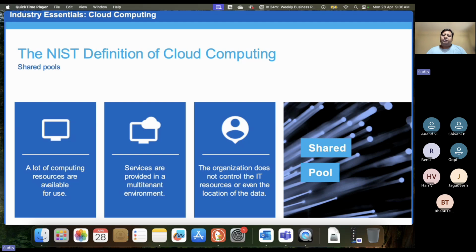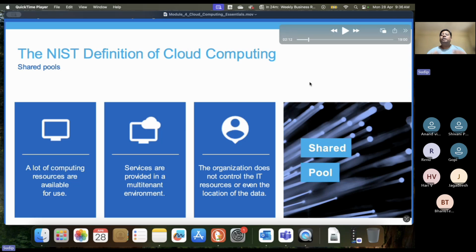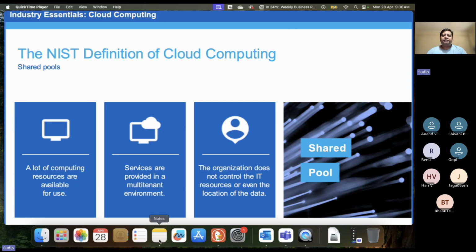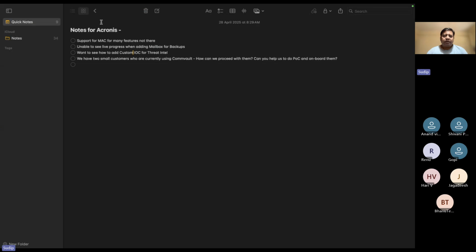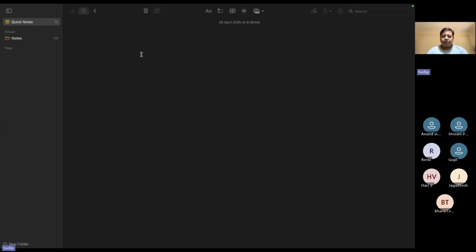So the IT world brought in a layer of abstraction between the hardware and the workload or the software. In between, they introduced something else, and that something else is called virtualization. Let me put it up here for you. It's called virtualization.